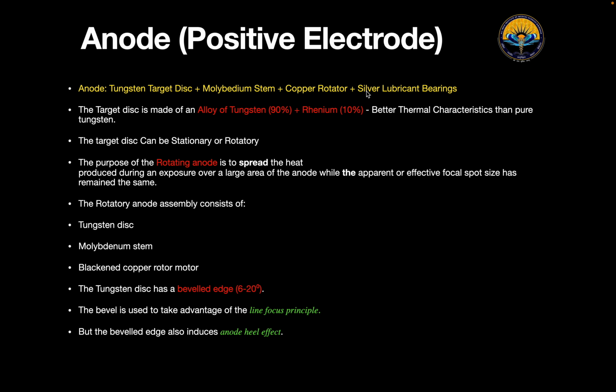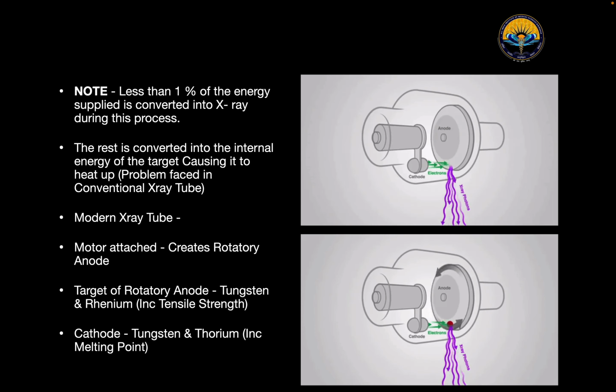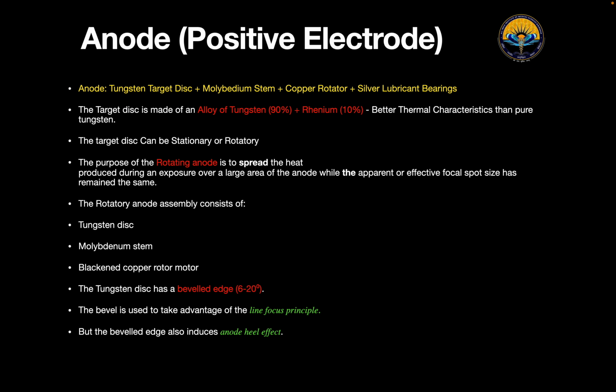But one thing we should also keep in mind is that this target disc is not straight. It has a beveled edge of approximately 6 to 20 degrees, like we can see here. The anode is not straight, it will have a beveled edge like this. And this beveled edge is because we want to make use of the line focus principle. But due to the beveled edge, it also causes the anode heel effect. So we will talk about the line focus principle and the anode heel effect.